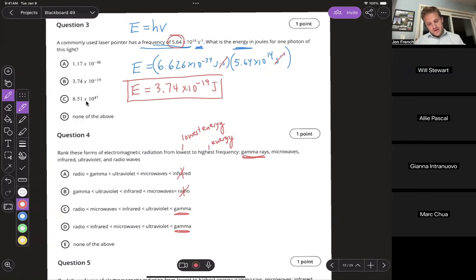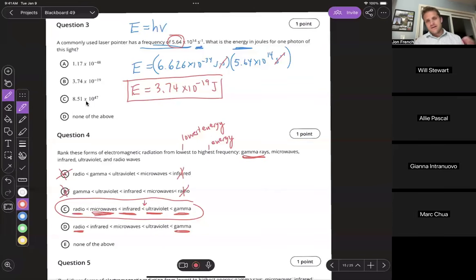So now we go back over here. I can cancel that out. I can cancel that out. So yeah, radio waves come first. Microwaves are next. Infrared is next because infrared is right next to visible. So visible would be right here between infrared and ultraviolet. And then ultraviolet, that's UV, that is after the visible region. And then what's last would be gamma. X-rays would be between UV and gamma, but that wasn't listed here.